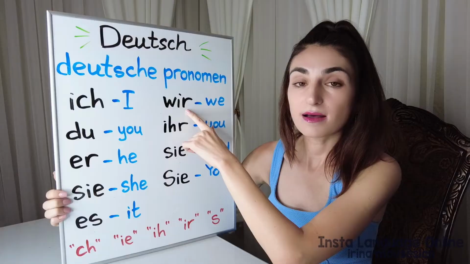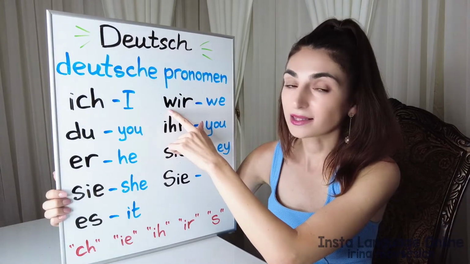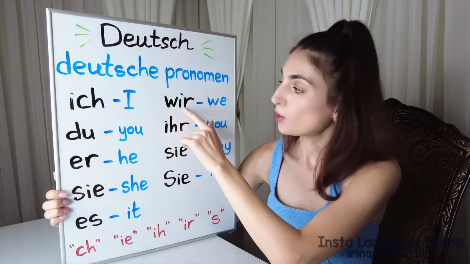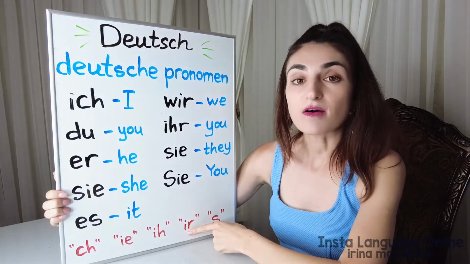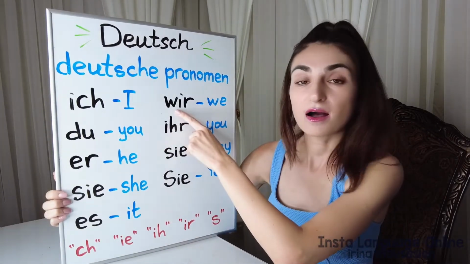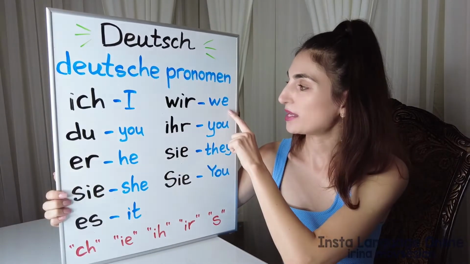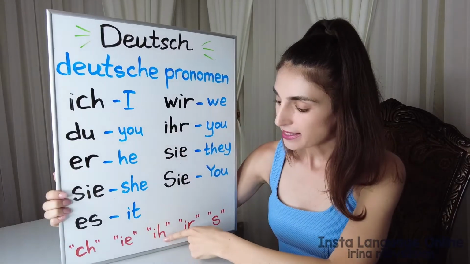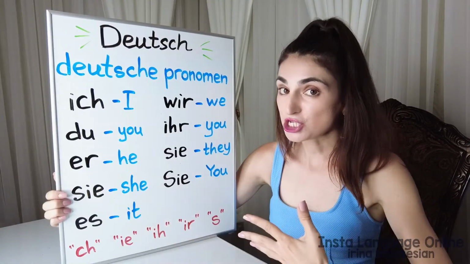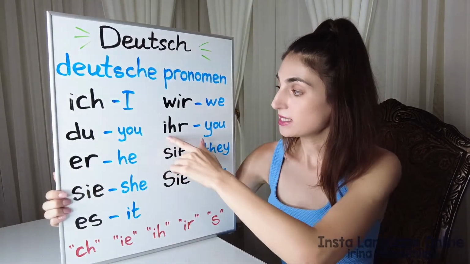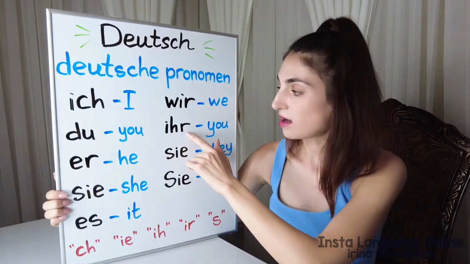Next one, plural, wir. Okay, so W is V. It's not W like in English, it's V. We already know that if we have R in the end, we vocalize it. Wir. That's we. Next one. IH is pronounced as long E and H is not pronounced. Ihr. And here we again vocalize R.